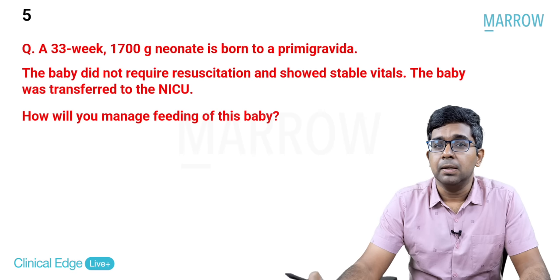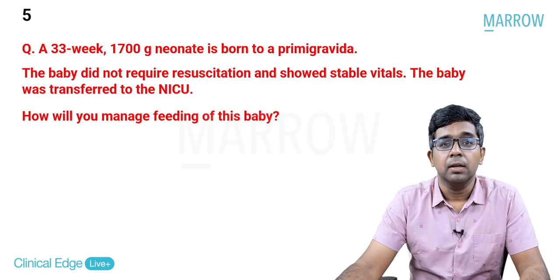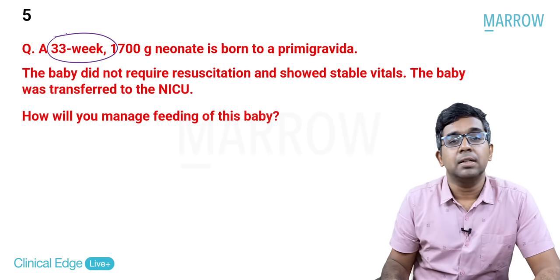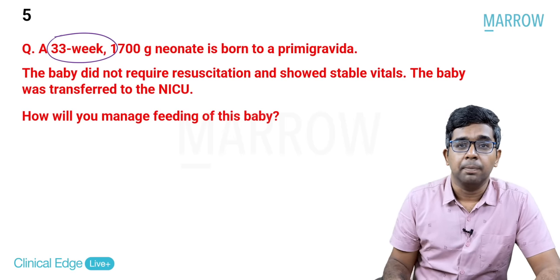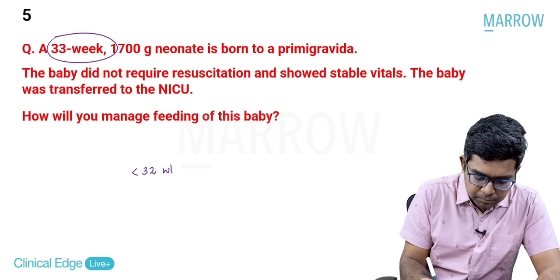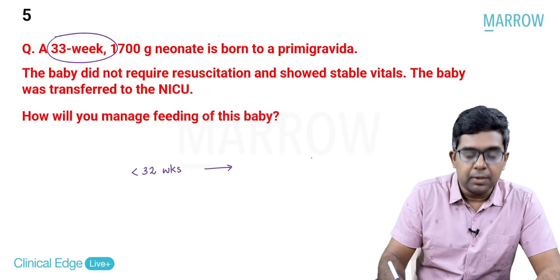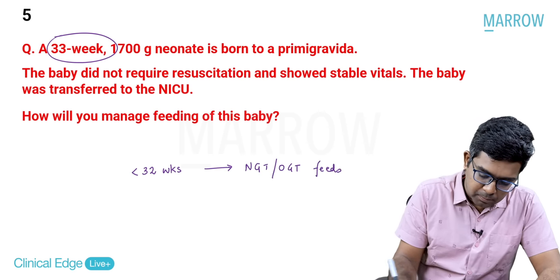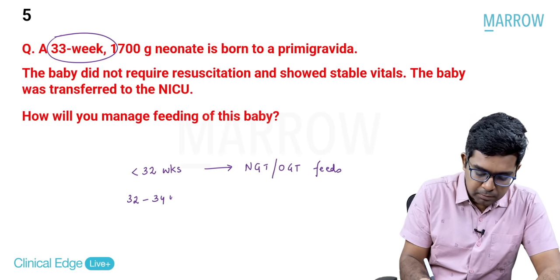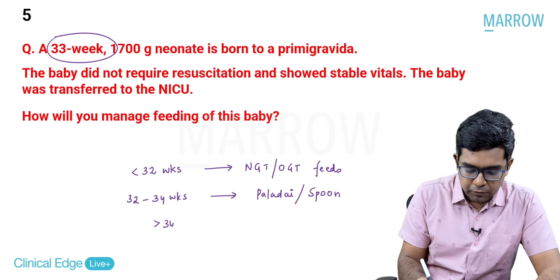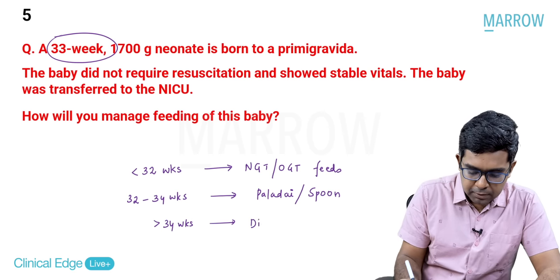Okay. Remember, in a preterm baby, just like that, we cannot advise direct breastfeeds. It has to be taken in the context of the clinical stability of the baby as well as the weeks of gestation. This is a 33-week-old baby and the answer is going to come from this. Okay. It is based on the guidelines only. Any baby who is less than 32 weeks of gestation should be started with feeding using nasogastric tube or orogastric tube feeds. Okay, and a baby between 32 to 34 weeks of gestation, it's going to be Paladai feeds or Katori spoon feeds. And if the baby is more than 34 weeks of gestation, it should be direct breastfeeds.